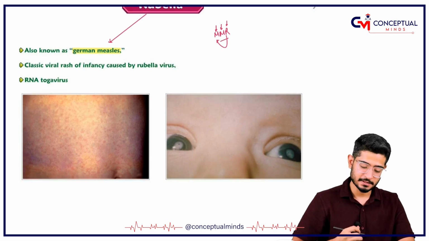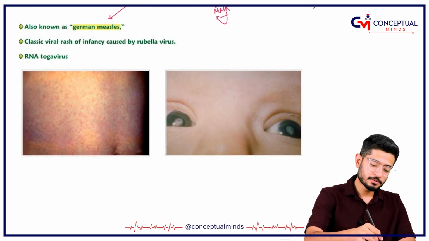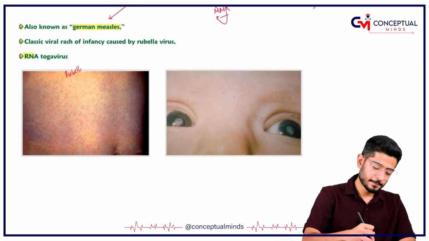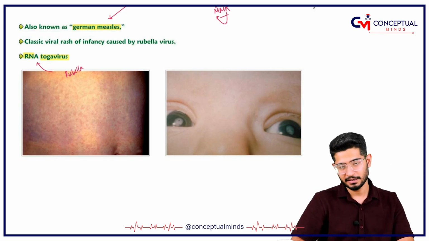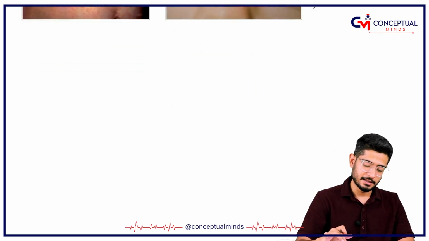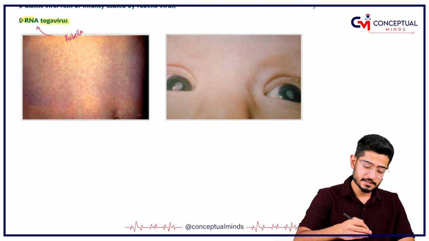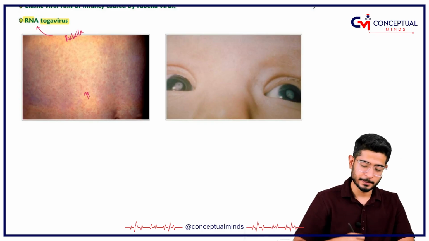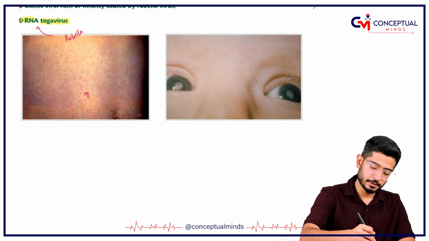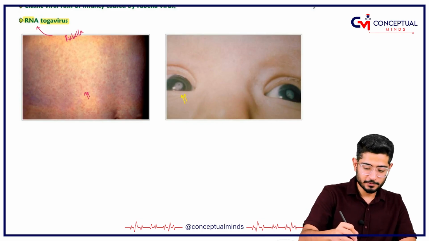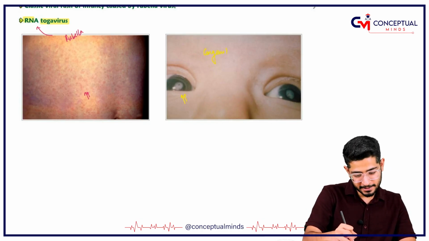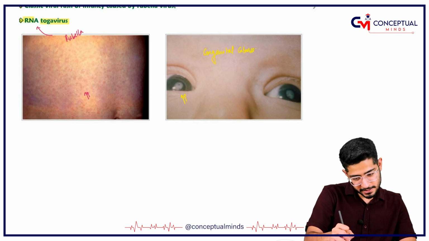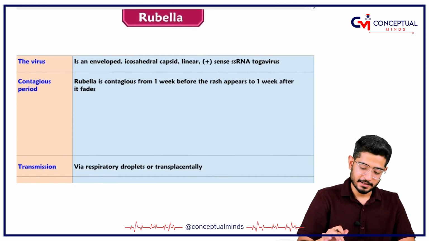German measles belongs to the RNA group of viruses. Very easy to remember: R for rubella and R for RNA viruses, and the family is Togaviridae. This is a classical rash of rubella, and this is a classical finding of rubella, called congenital cataract. So congenital cataract is a classical finding in rubella.